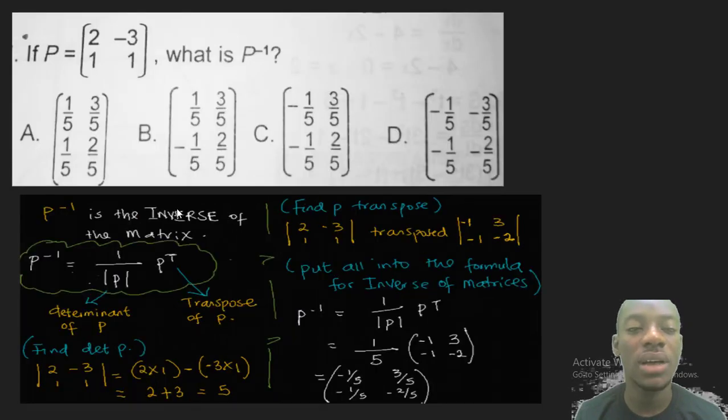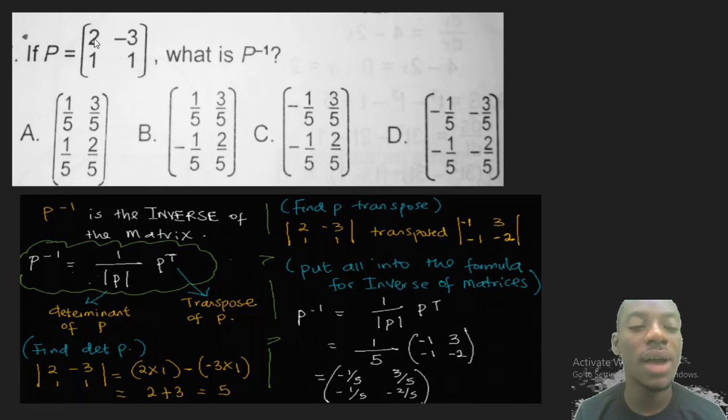Next one is the inverse of a matrix. You can see this symbol, minus 1 raised to the power, means inverse. Now, how do we find inverse? The formula for inverse is 1 over determinant times transpose. That means you need to find the determinant of this matrix, then find the transpose and plug it into this formula to find the inverse.